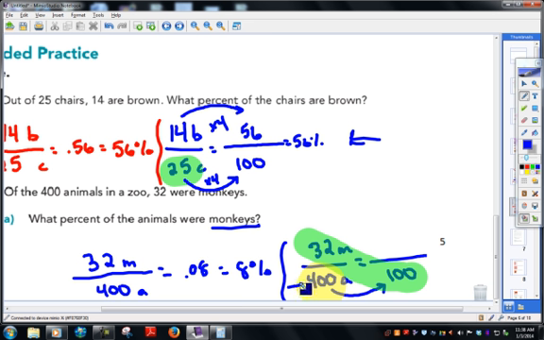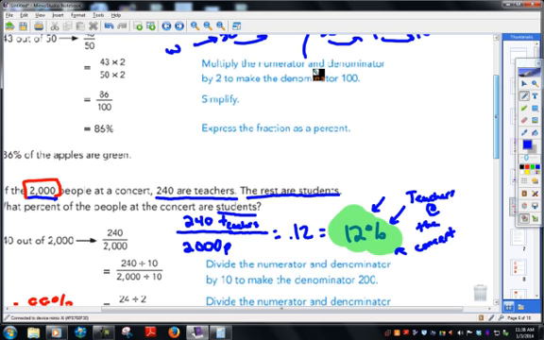You're just saying, okay, if the ratio of monkeys to total animals is 32 to 400, then what would the ratio be of monkeys if there were only 100 total animals? Because percents are per 100. Okay? It'd give you the same answer. You're going to be getting 8. If you did know that 400 divided by 4 was 100, which it is, then you do divide by 4 here. You get the same answer. Okay? Let's go to the next page.